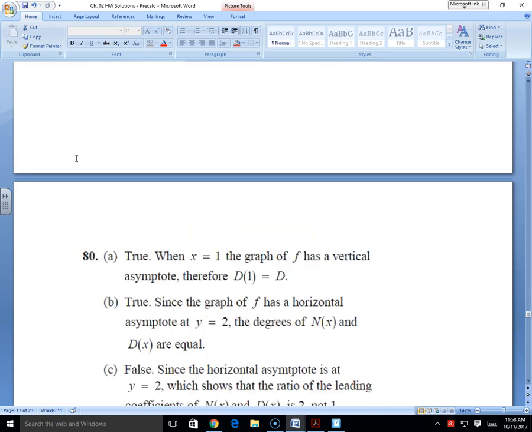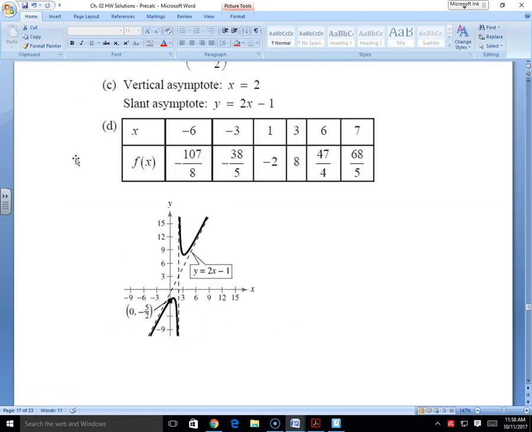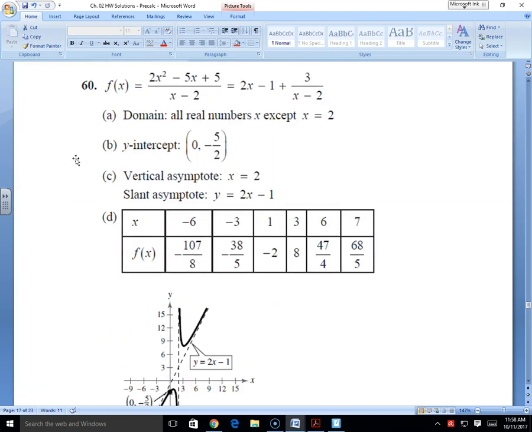And then was number 60 the last one? Oh, there was some true false. Yeah, you're right. Number 60.